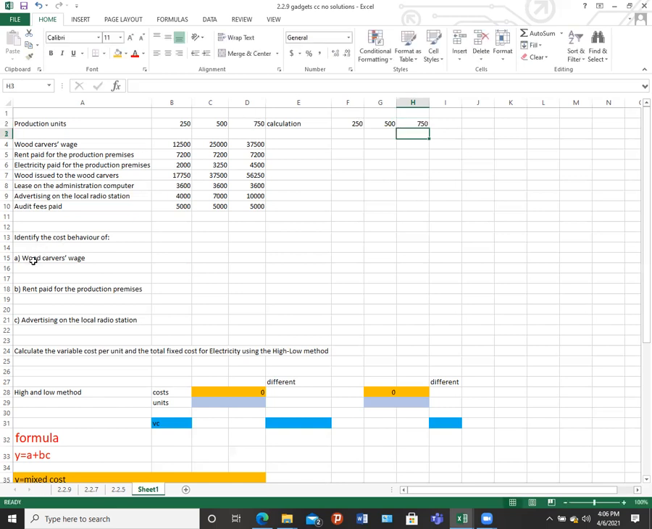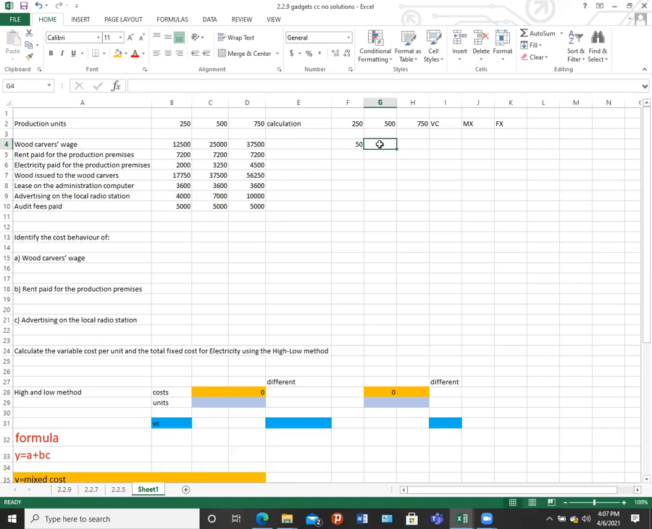Okay, guys, since they said we must identify the cost behavior of wood caves, ne? We don't know whether it's a variable cost, or a mixed cost, or a fixed cost, ne? The first step, what you're going to do, guys, for 250 units, for wood cave wage, ne, is this one, which means you're going to say 12,500 divided by related unit, ne, which means it's 50.